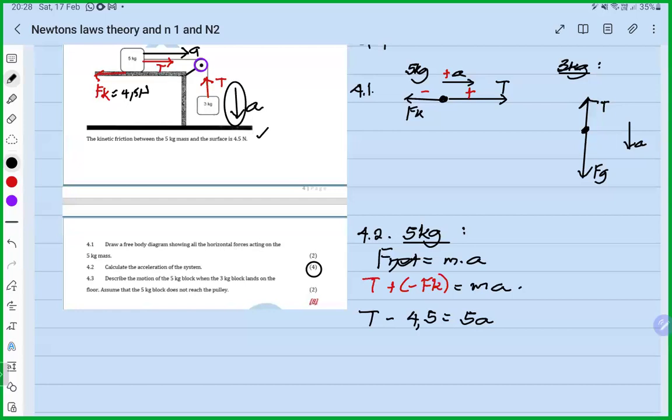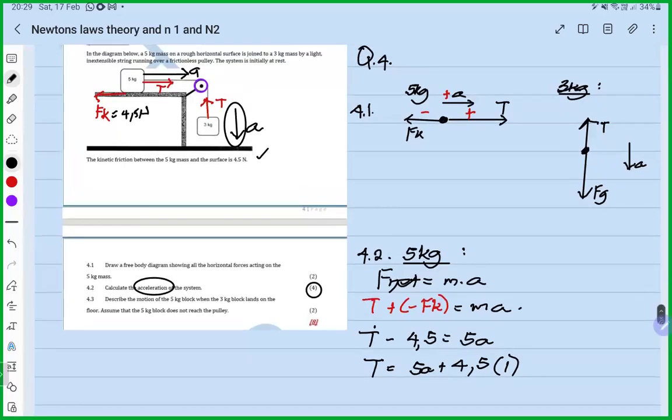Now here, because I'm solving for the acceleration, I'm going to get rid of T. So I'm going to make T the subject of the formula. It's 5A plus 4.5. Sorry, 4.5, not 4.5A. And that's equation 1.